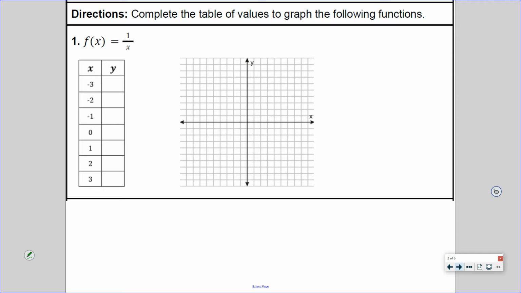How do you graph something that is divided by 0? Good question. That's what we're going to talk about. I don't want to tell you the answer yet. Maybe talk about it with somebody else.